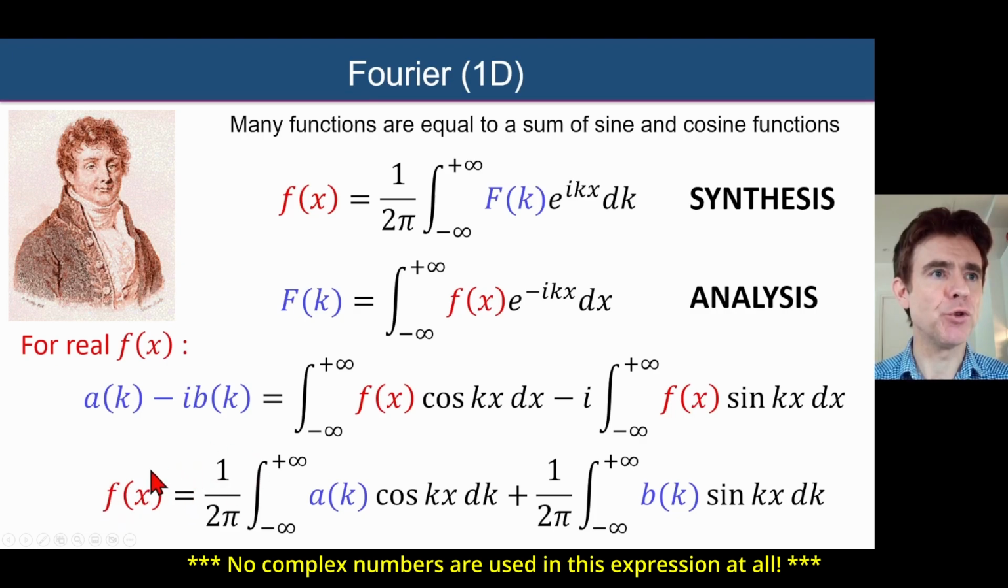We're saying that any real function f of x is equal to a summation of coefficients for particular spatial frequencies k, where basically we're dealing with a cos kx for the spatial frequency k, and then we just have to add on an amount b for spatial frequency k for the sine component. So the cos and the sine we'll be seeing in this video.